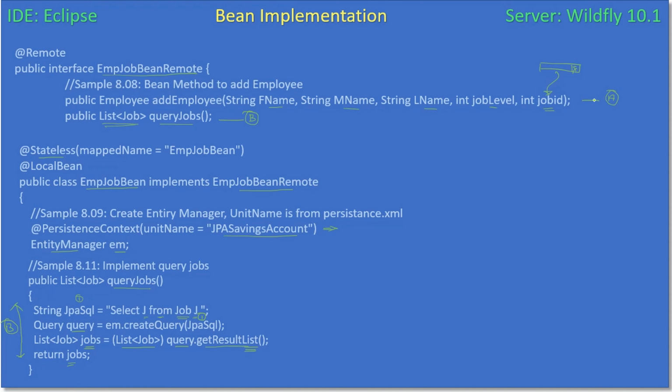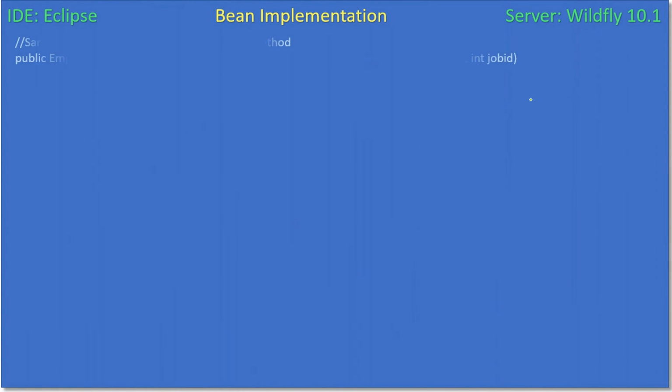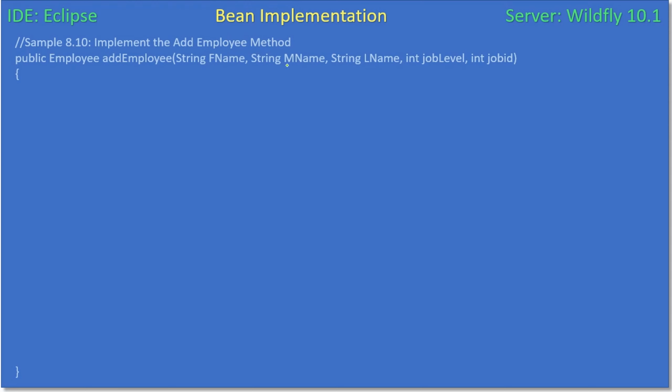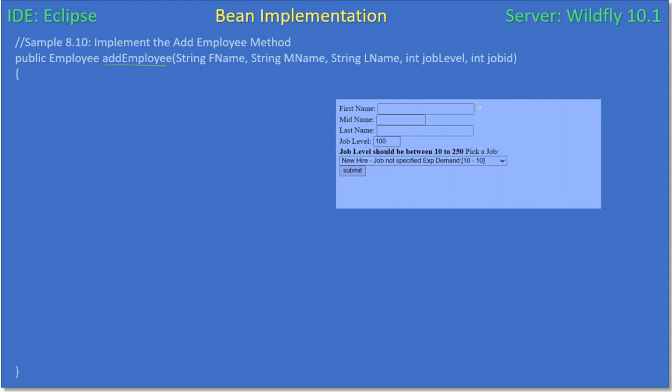Next we will go to the implementation of the add employee method. Here if you see, first name, middle name, last name, job level, job ID, everything is coming in, and we need to create a new employee in the database. So the information, if you see: first name, middle name, last name, job level, and job ID.